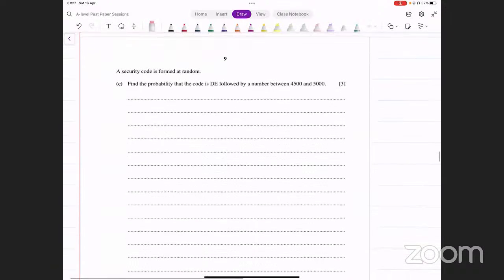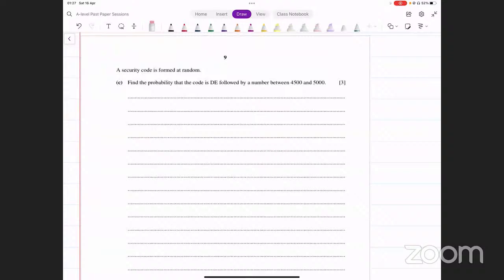Now it says a security code is formed at random. Find the probability that the code is DE followed by a number between 4,500 and 5,000.